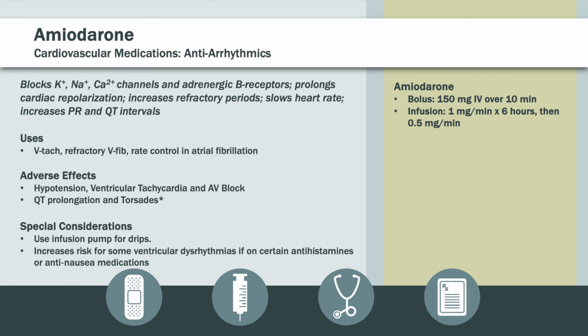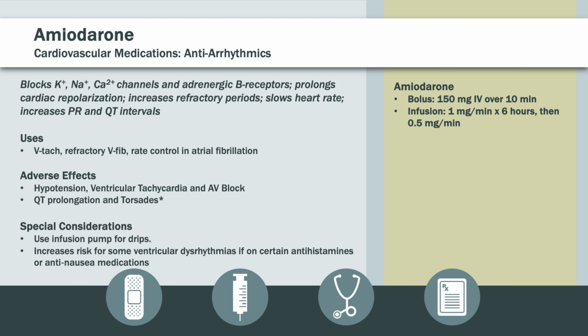From a safety standpoint, hypotension is the most common adverse effect encountered in the pre-hospital and transport environment, particularly when the drug is administered rapidly. Bradycardia and atrioventricular block can also occur due to its effects on conduction. Although amiodarone prolongs the QT interval, torsades de pointes is relatively uncommon compared to other antiarrhythmics, but the risk is not zero and should still be respected.